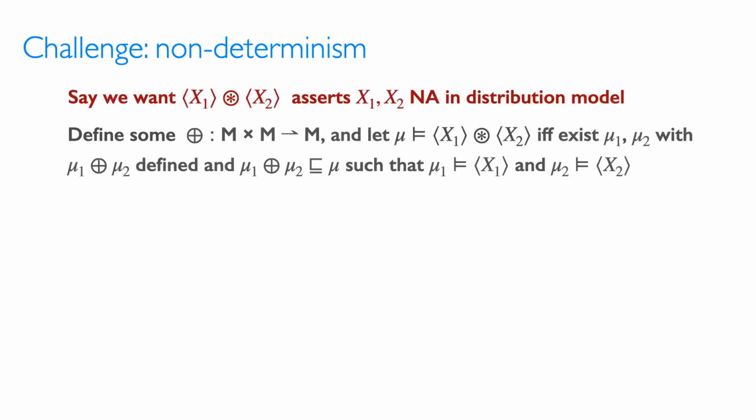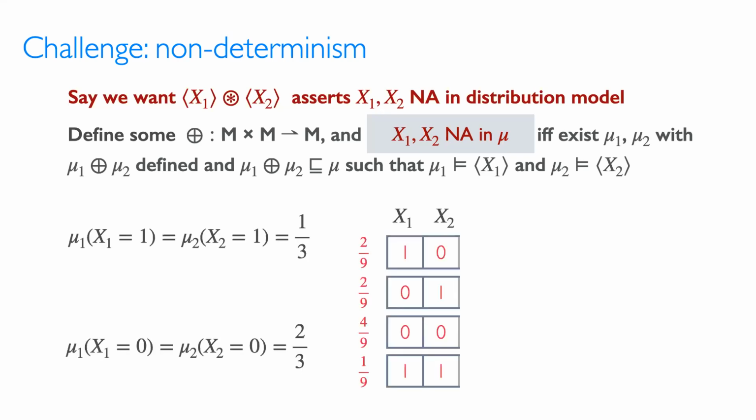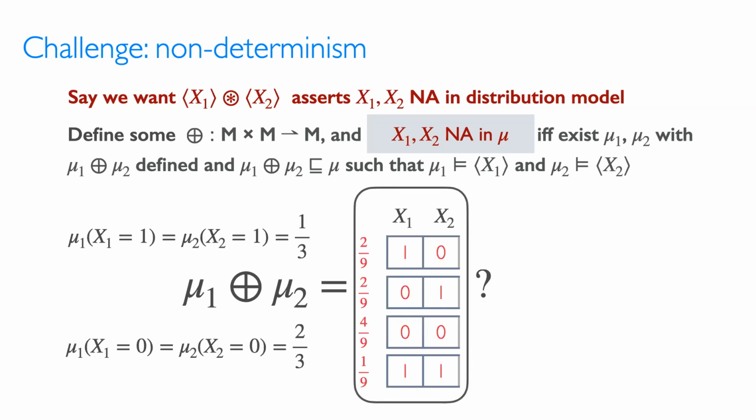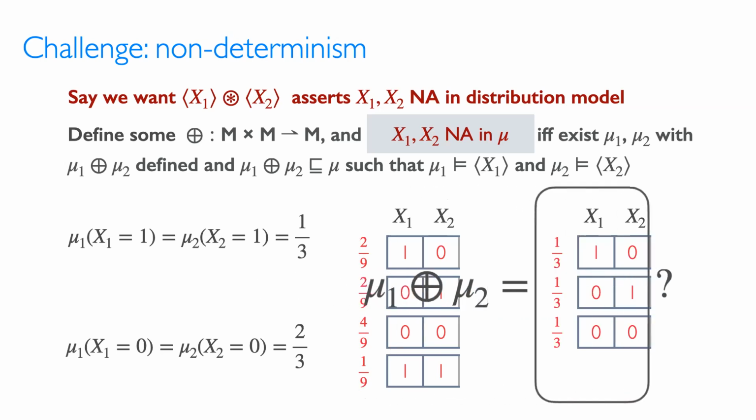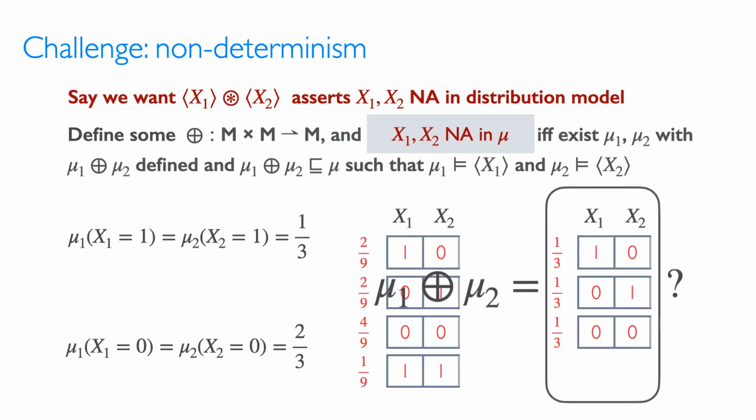So the first, as I said, is the situation where we want something like this. We want this product that asserts NA in the distribution model, which means in particular that when we have this formula, mainly we want to say that the two variables are negatively associated with respect to the joint distribution. The problem, as I said before, is that we may have a situation where the joint distribution may look something like this, but others where the joint distribution may look like this. Okay, so which one do we need to choose?